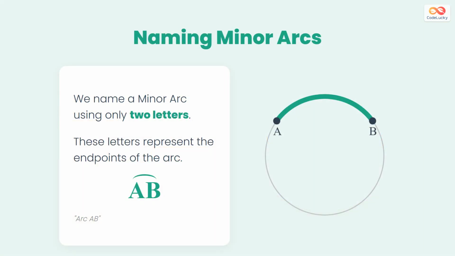In geometry, we have specific ways to write things down. A minor arc is named using just the 2 endpoints. For example, A and B, we write it as AB with a small curve over the top. Major arcs usually require 3 letters to specify the long way around.